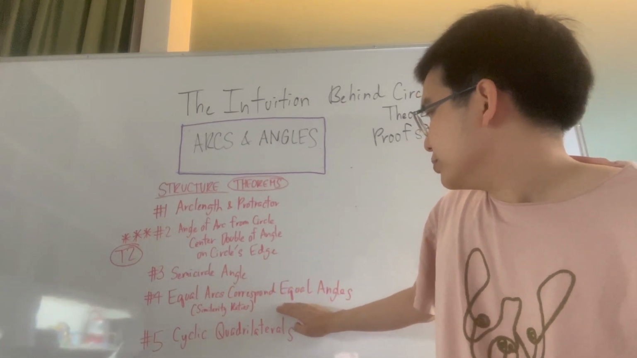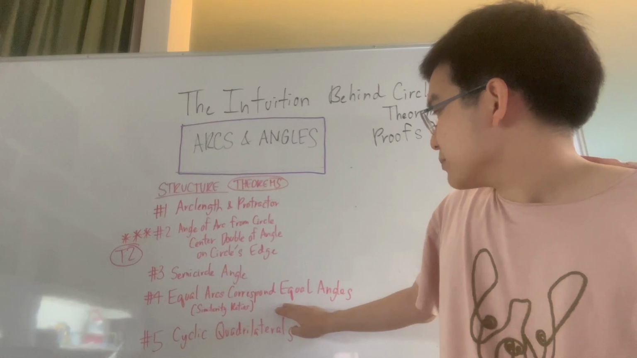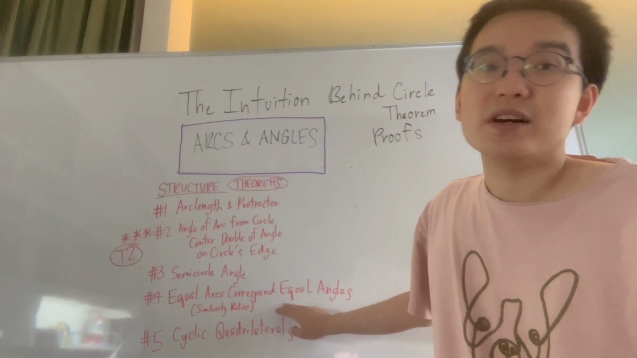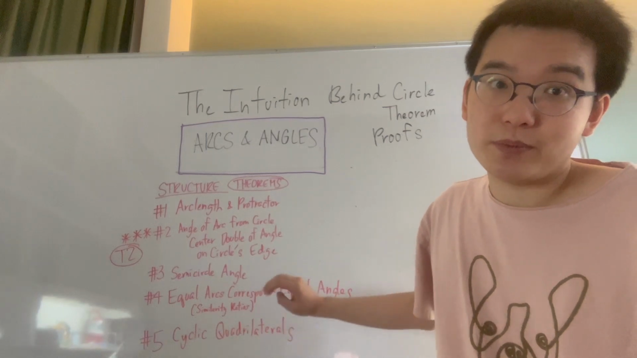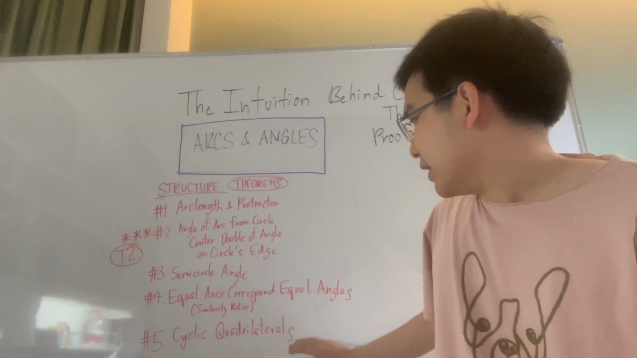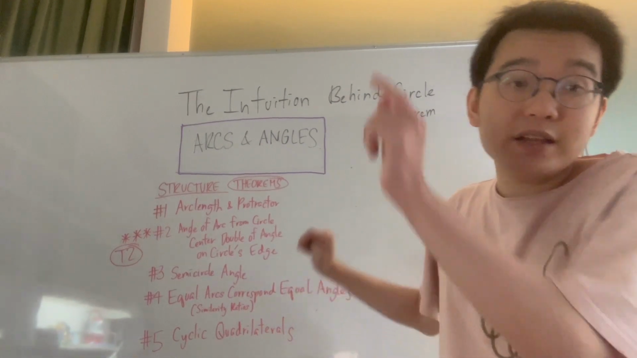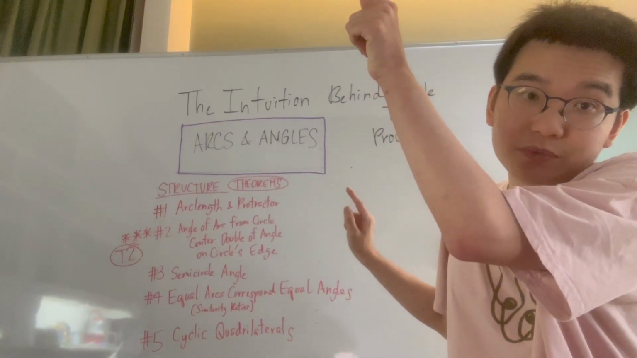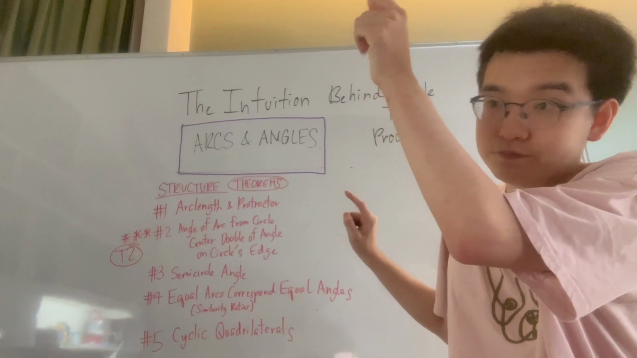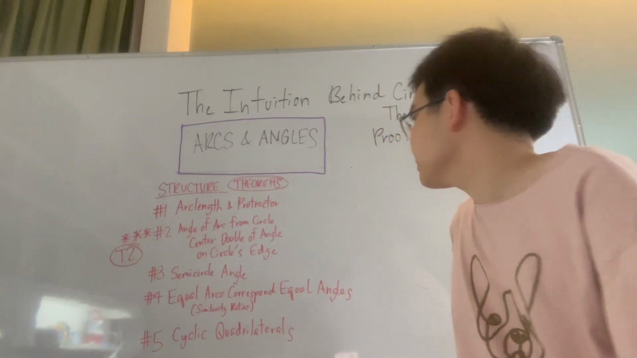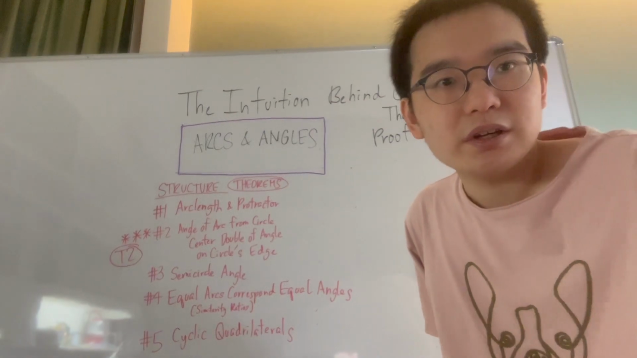Then I'm going to prove that equal arcs correspond to equal angles, a theorem which uses a similarity argument. Similarity means we use ratios. And finally, I'm going to show that in a cyclic quadrilateral, if you take the two opposite angles of an inscribed quadrilateral and add them up together, it'll give you 180 degrees. So that's what I'm going to do.